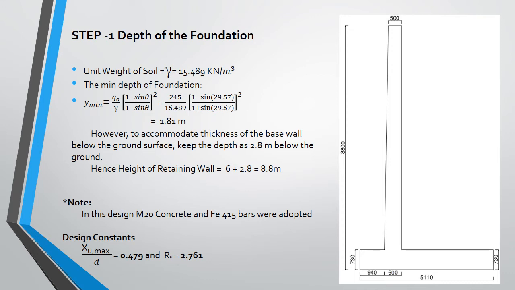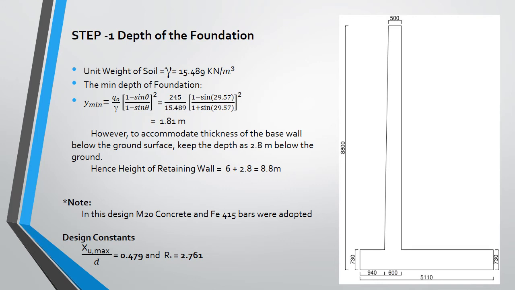The unit weight of soil gamma is equal to 15.489 kg per meter cube, which we obtained from the bulk density or the sand replacement test, from which the minimum depth of foundation is found out using the formula given, and for which we got it as 1.81 meters. Now to accommodate the base thickness of the slab, we took it as 2.8 meters below the ground. Hence the retaining wall height is 8.8 meters, with 6 meters soil present and 2.8 meters below the ground.